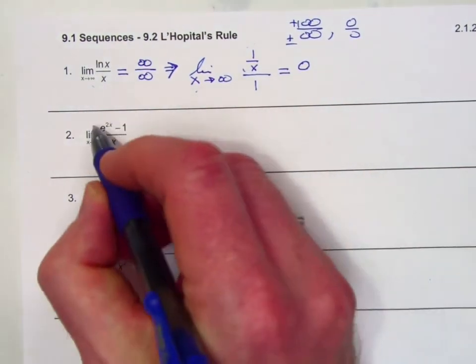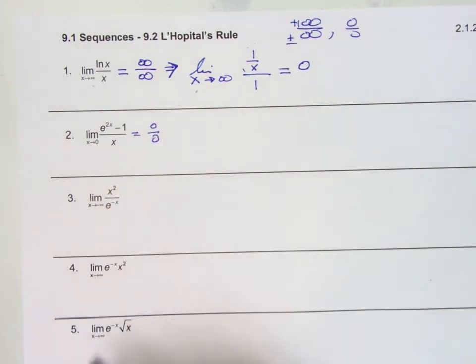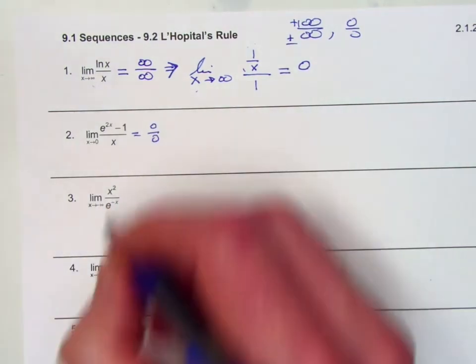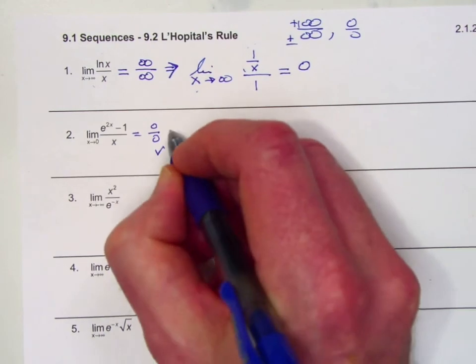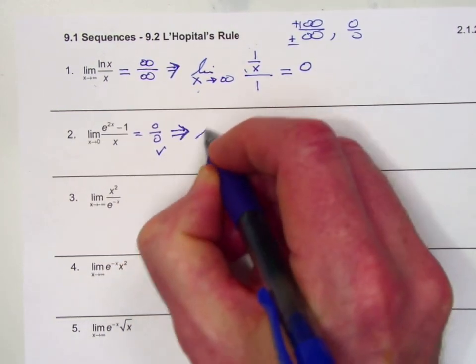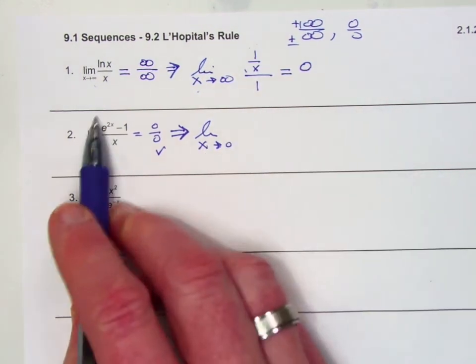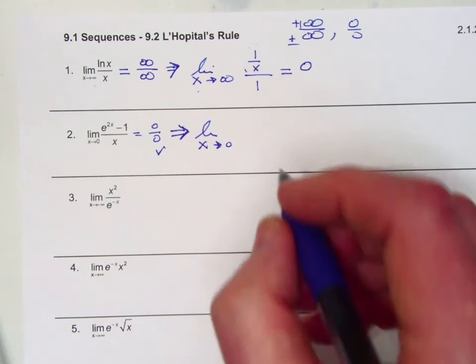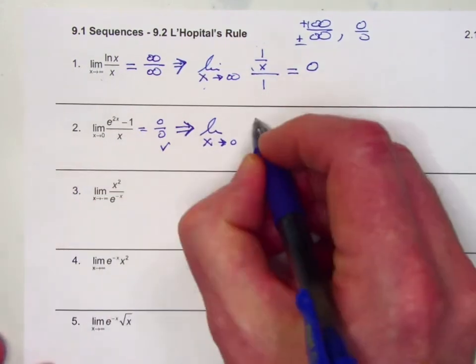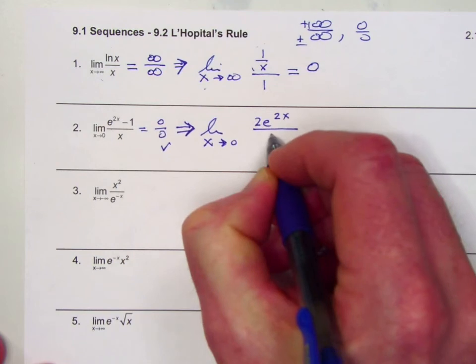We computed before that we got 0 over 0, so I can apply L'Hopital's rule. I have to verify it with this, and you notice I don't say equals, I'm using an arrow. It's saying now the limit as x approaches 0 of this. What's the derivative of the top? Well, the derivative of this is 0, so I get 2e to the 2x all over 1.